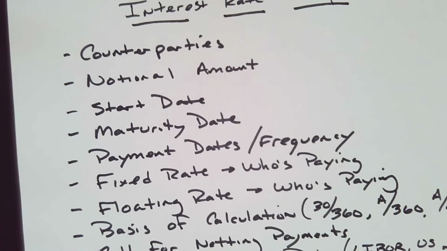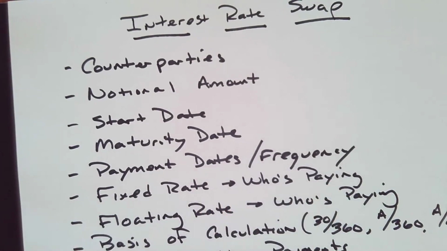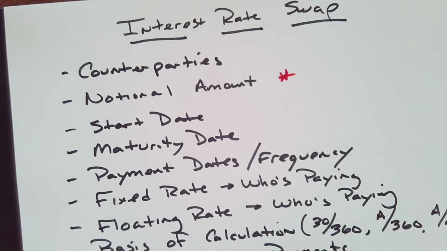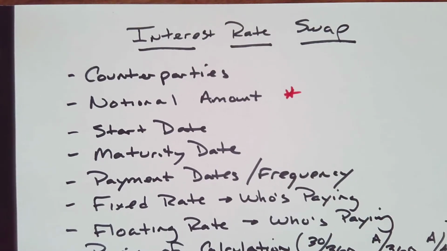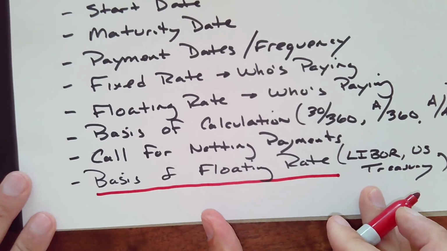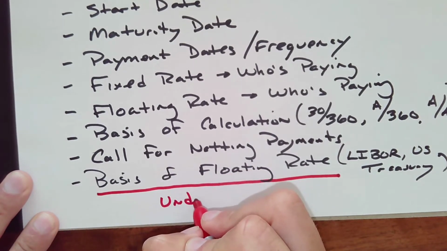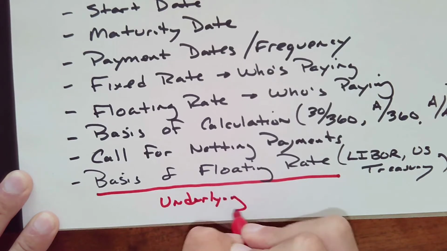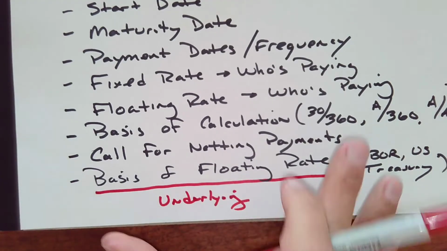So, what is the notional? Well, the notional is going to be spelled out in the contract here. We've identified that there has to be a notional amount in an interest rate swap contract. But what's the underlying? What is going to make this contract go up or down? Well, with an interest rate swap, it is going to be the market rate, the basis of the floating rate. That is going to be your underlying. This is what makes the contract go up.